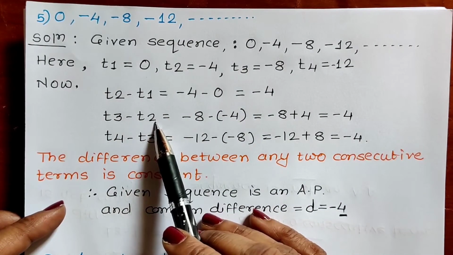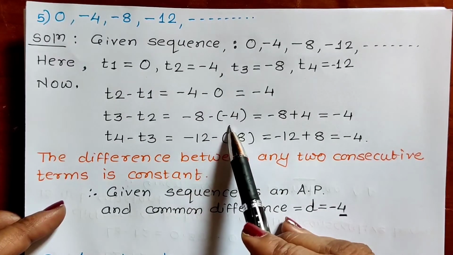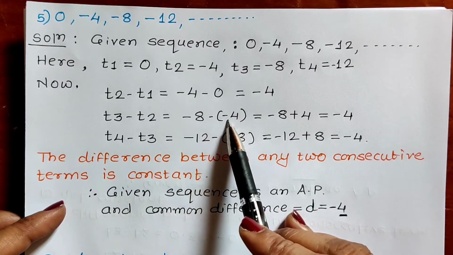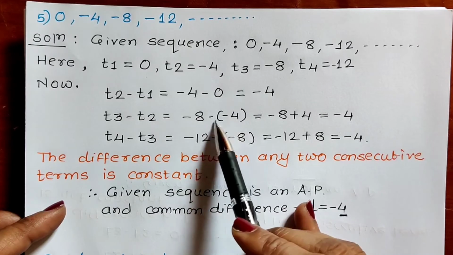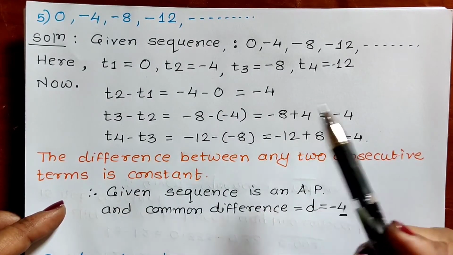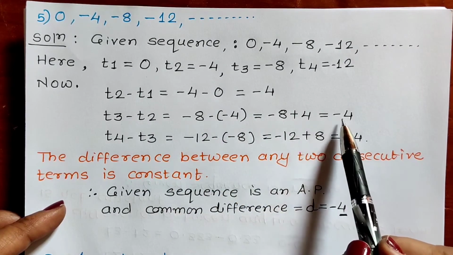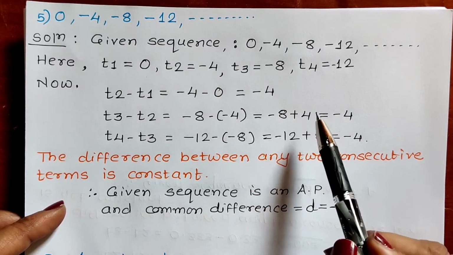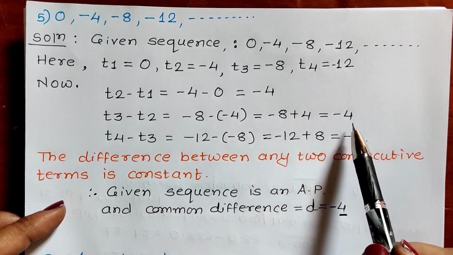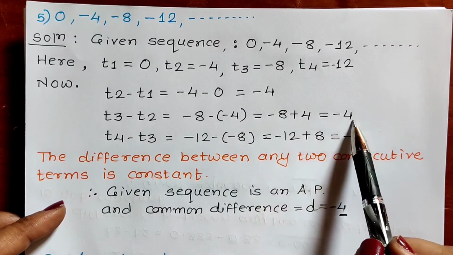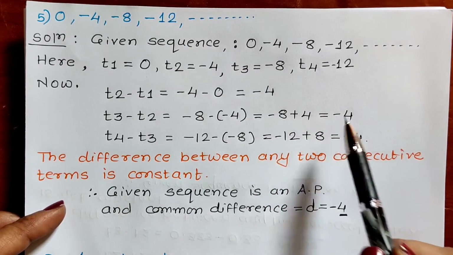Now T3 minus T2. T3 is minus 8 and T2 is minus 4. Minus 8 minus minus 4. This minus 8 is written as it is. Minus minus, two signs come close to each other. We have to combine them and make one single sign. So it becomes plus 4. Minus 8 plus 4. What will be the answer? Minus 4. Because minus plus, we have to do subtraction and take the sign of the bigger number. Bigger number is 8. 8's sign is minus. So the answer will be minus 4. 8 minus 4 is 4. And the answer will have the sign of the bigger number. Bigger number is 8. 8's sign is minus. So we have to write minus.